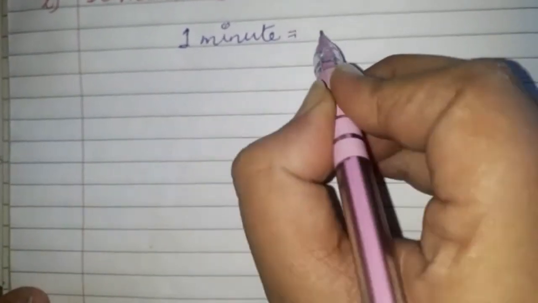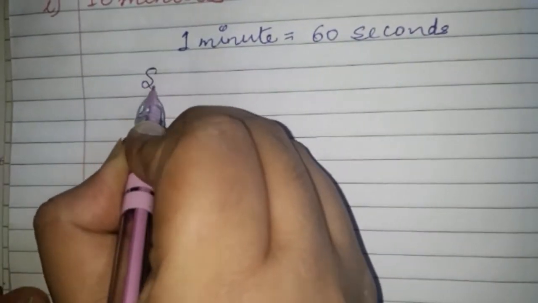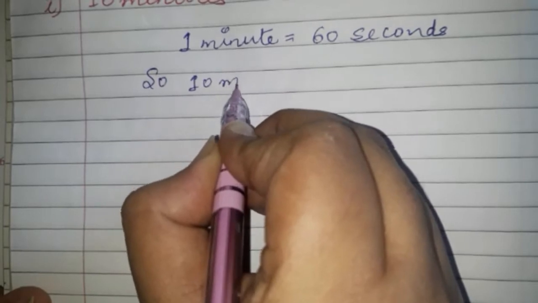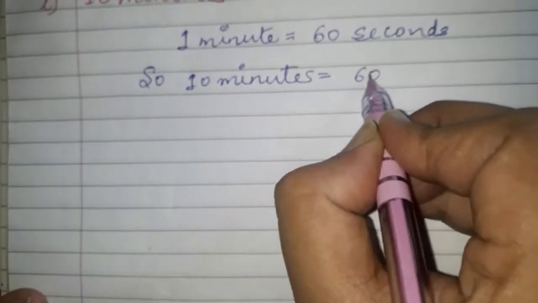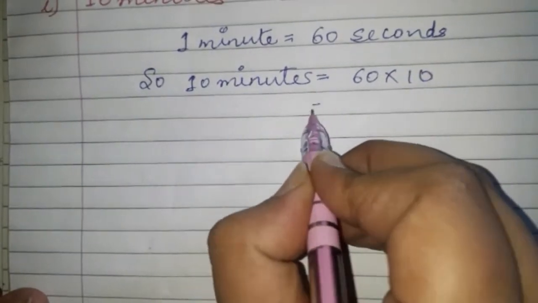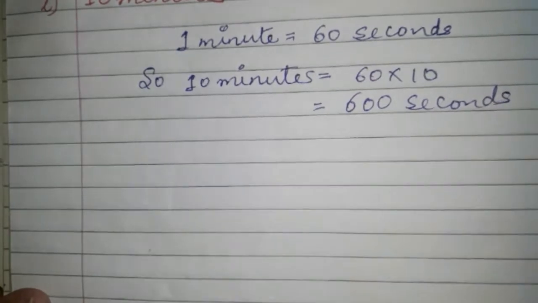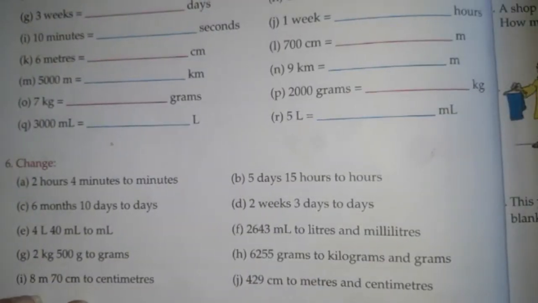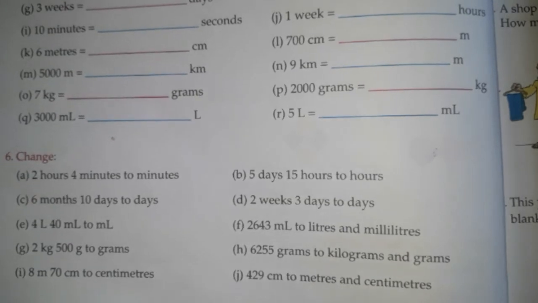Next we have to convert 10 minutes into seconds. So we'll convert in the same way. 1 minute equals 60 seconds. So 10 minutes will be equal to 60 into 10. That means 600 seconds.